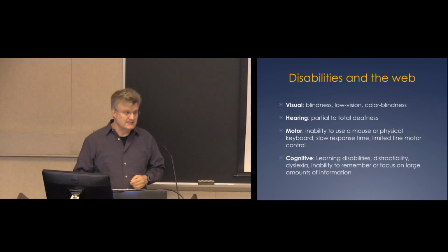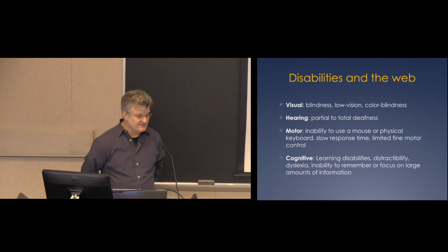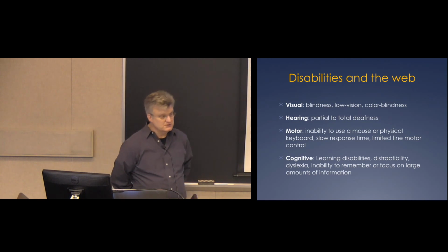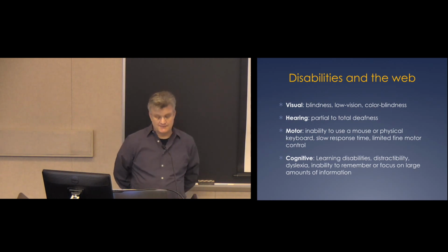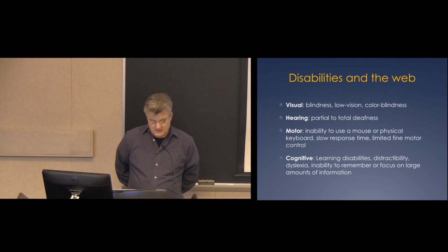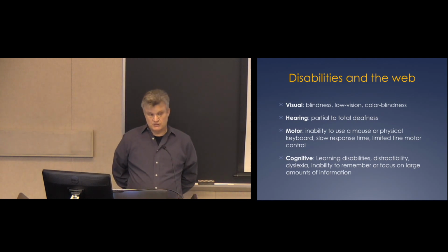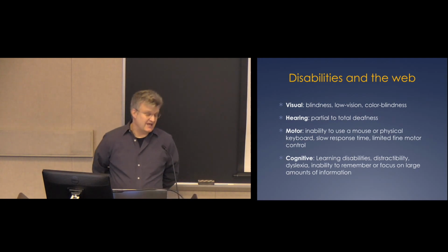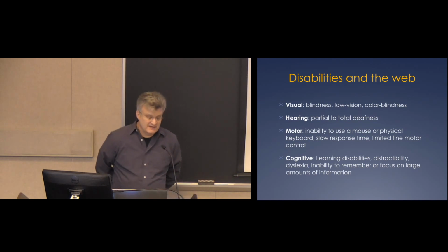When we talk about disabilities on the web, we break down the realm of disabilities into four rough categories. It would be visual, so people who are low vision, people who are blind, people that have color blindness, or have trouble with other sorts of visual processing. Hearing, so partial to total deafness. Motor, and that would be people that have dexterity issues and can't use a mouse. A lot of the web is kind of predicated on mouse commands, and that is problematic.